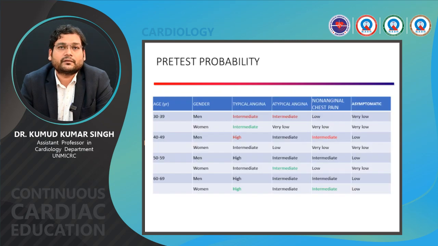So this is a Diamond and Forrester chart showing the pre-test probability. It includes age, gender, and the symptoms: typical angina, atypical angina, and non-anginal chest pain.